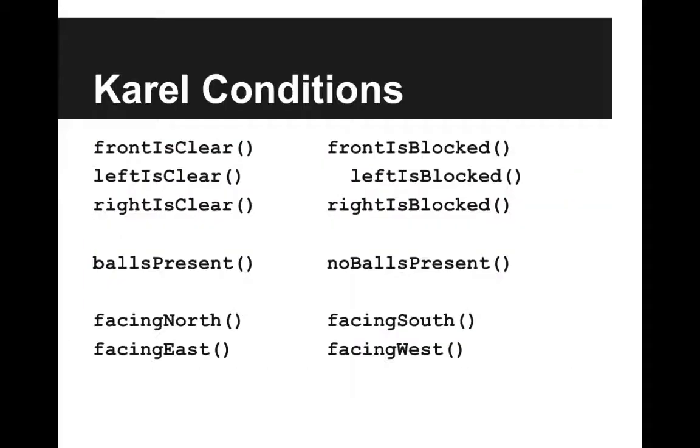So let's take a look. Here is the list of Karel conditions. We can ask, is the front clear? Using front is clear. That will either be true or false. We can ask, is the left clear? Using left is clear. Right is clear. Are there balls present? Is Karel facing north? These are all questions Karel can ask about his world. Is Karel facing west? And based on the answer to these questions, we can do one thing or another.